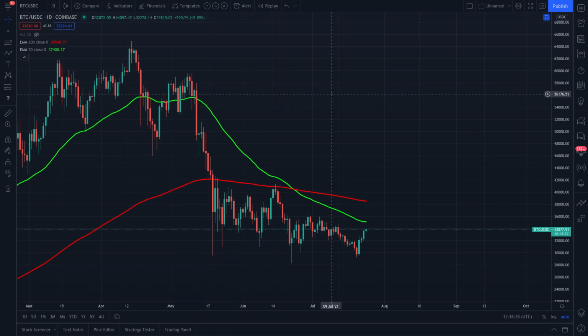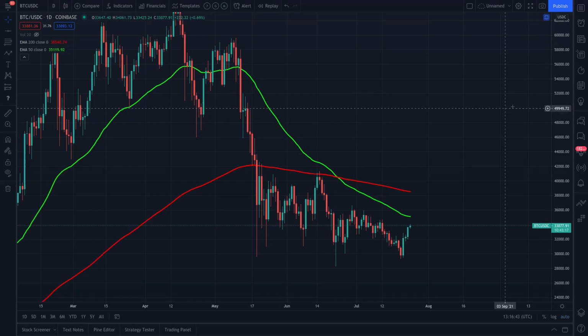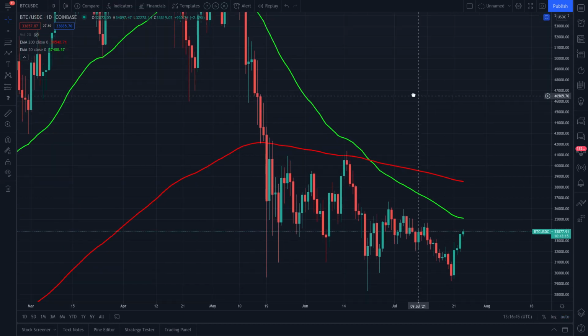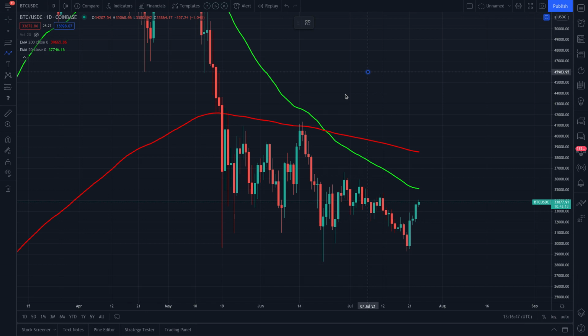200. All right, perfect. So the market is still perfectly confined in a bear market. For those who are saying, dude, what are you talking about, bear market? The green line crossed below the red line. So technically speaking, it's in a bear market, okay?